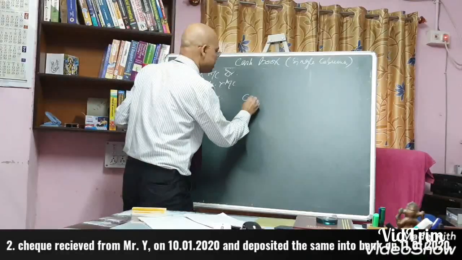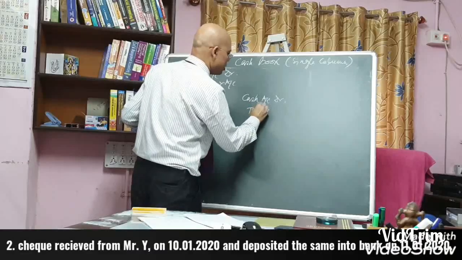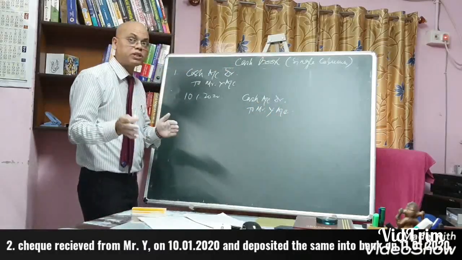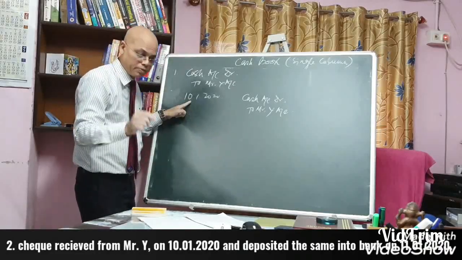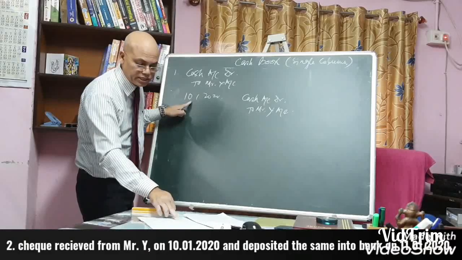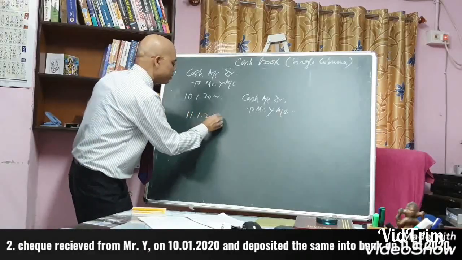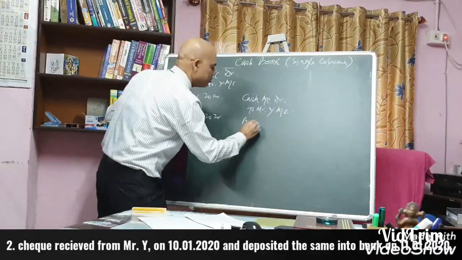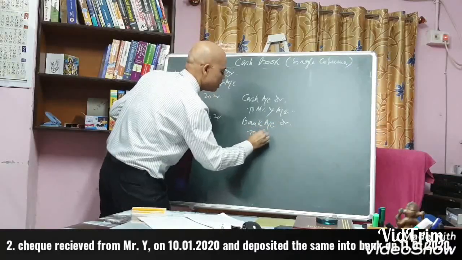Therefore, you will write cash account, debit to Mr. Y account. When you have got the check on 10th January, you have not deposited the check into the bank. Keep in mind, you have given the check deposited into bank on 11th. On 11th January 2020, you are giving the check to the bank. In that case, bank account will be debited to cash account.